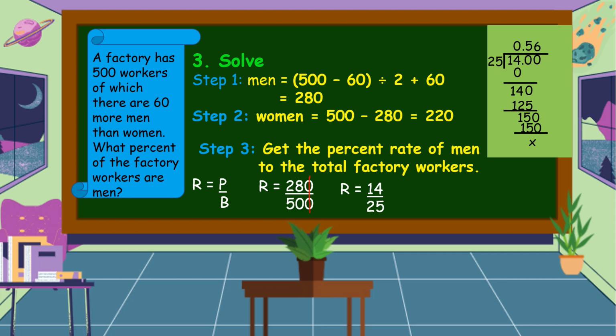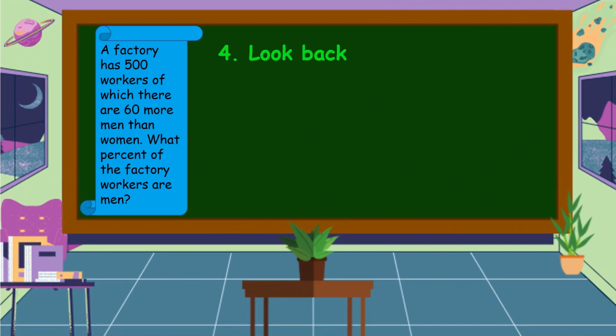So, to change decimal to percent, just move the decimal point 2 places going to the right and put the percent sign. So, 56 hundredths, this is equal to 56%. And this is our answer in the problem. The last step is we're going to look back to check whether our answer is correct or not.